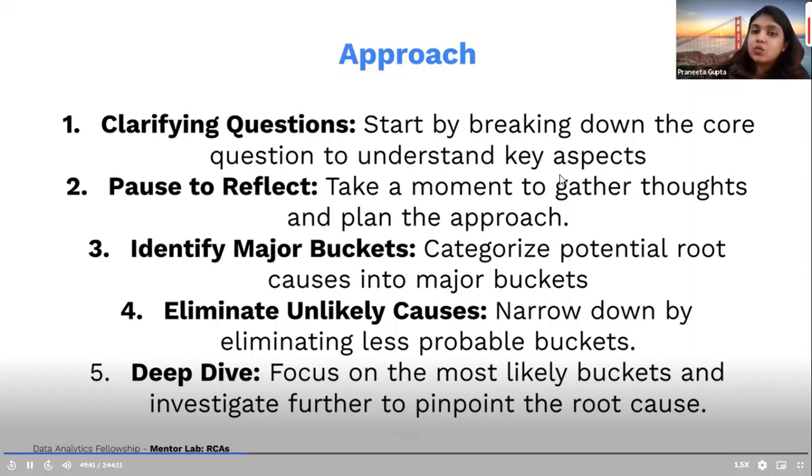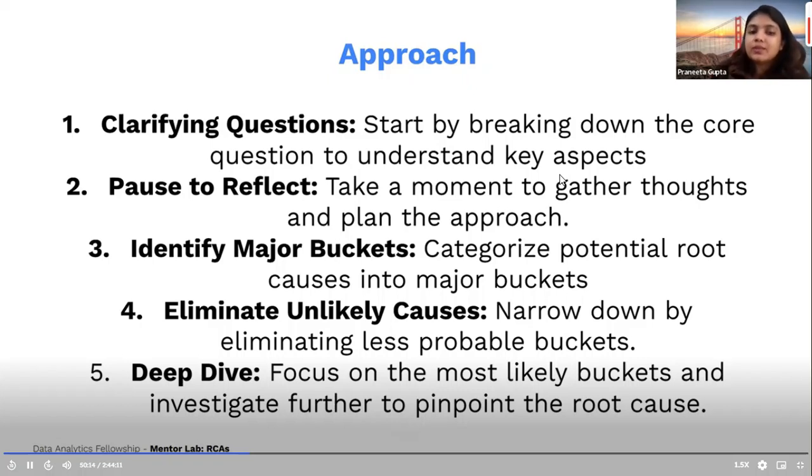You can make a list of metrics that you want to consider while discussing your approach. Then you can also identify the major buckets, like categorize your potential root causes into major buckets. Now, what will that help you do? It will help you eliminate the unlikely causes, right? So when I ask questions like if it is pertaining to a particular region or particular category, it is just helping me eliminate the reasons that could influence those things.